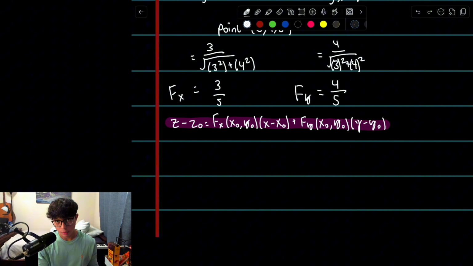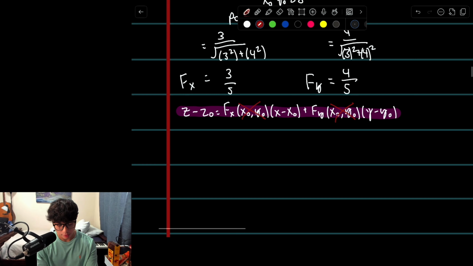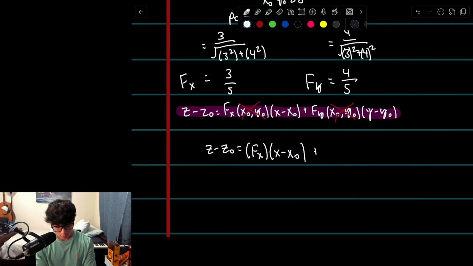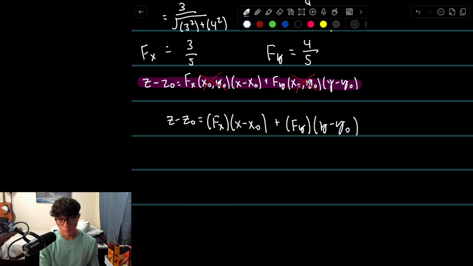Because this looks so complicated, it looks overwhelming to memorize, but in reality it's not. All we do is mark out these x naught and y naught. Since that's too specific, there's no point in remembering that. So we can look at it as z minus z naught equals the partial with respect to x times x minus x naught plus the partial with respect to y times y minus y naught. And this is a lot easier to remember and look at.